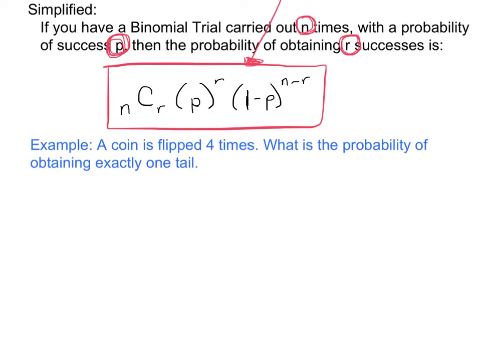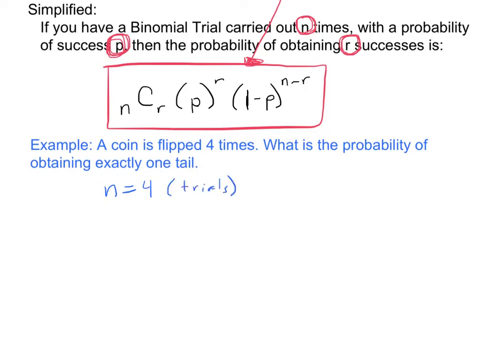Okay. I don't know that I'm actually going to work out the next example, but I at least want to talk about how you would set this problem up. So for this one, a coin is flipped 4 times. Right away, what variable is that? That's me saying that n is 4. My number of trials is 4. Right? So this is trials.